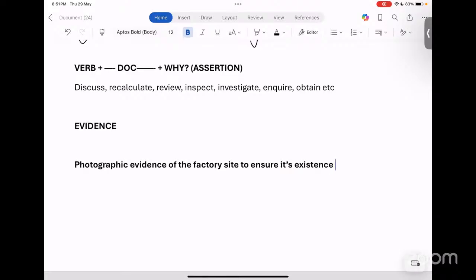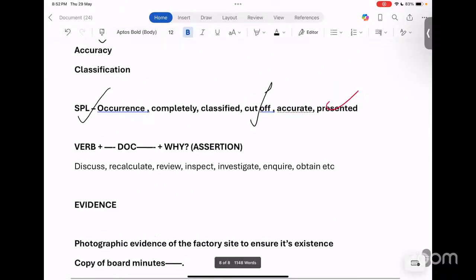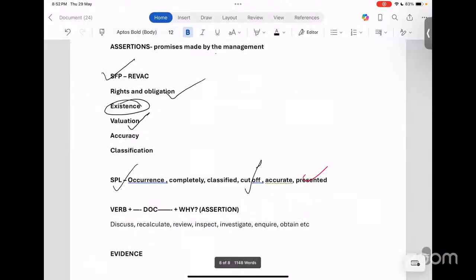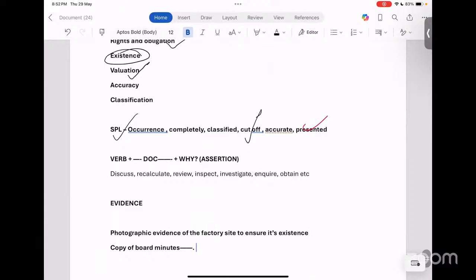How do you write an evidence? Similarly, if you say obtain board minutes, that is a procedure, but its evidence will be a copy of board minutes. Why do you want a copy of board minutes? Write the reason for it. That will complete your evidence point. So there is a slight difference between procedure and evidence. And if you confuse between them, you'll totally lose your full marks. So if you write a procedure instead of evidence or vice versa, you're not going to get any marks for it. So that is basically our procedures and evidence part.